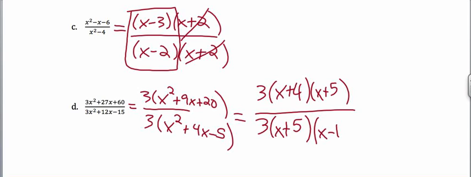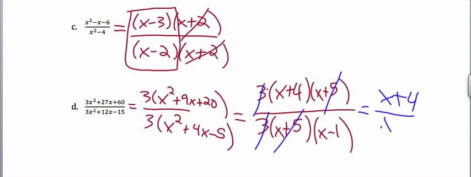So again, I'm in a situation where I have to cancel the whole parentheses, and I can cancel the 3's too. So I'm going to cancel my 3's, I'm going to cancel my x plus 5's, and I'm left with x plus 4 over x minus 1.